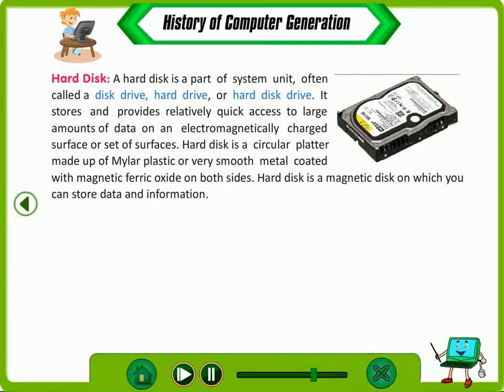Hard disk. A hard disk is a part of the system unit, often called a disk drive or hard drive. It stores and provides relatively quick access to large amounts of data on an electromagnetically charged surface or set of surfaces. A hard disk is a circular platter made up of mylar plastic or very smooth metal coated with magnetic ferric oxide on both sides. Hard disk is a magnetic disk on which you can store data and information.